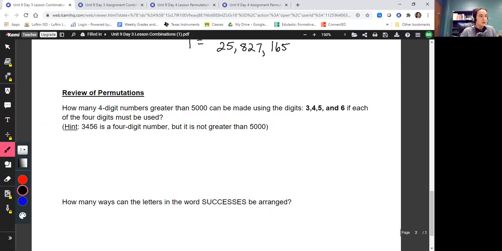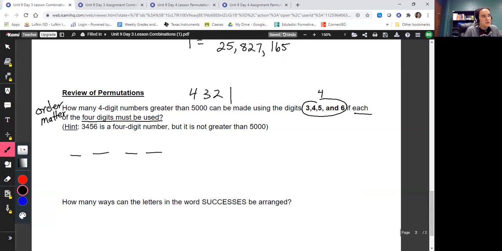Okay, so we have specific spots, so order matters. So we are going to use a permutation. We have 4 spots to fill: 1, 2, 3, 4. And we have 4 different numbers to choose from, and each of those 4 digits must be used. So I know that several of you are already saying that we should just do 4, 3, 2, 1.